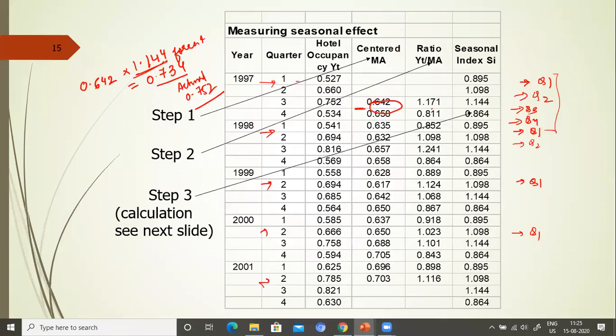Did you understand the seasonality calculations? Yeah, seasonality I understood. I was just confused with the moving average. Okay. So the last three values, it's been a long time since I did the calculation, but I have to manually calculate. So for the average of the last, the data points will be 0.625, 785, 821, and 630, right? And the average of that should be placed on the third quarter of 2001.